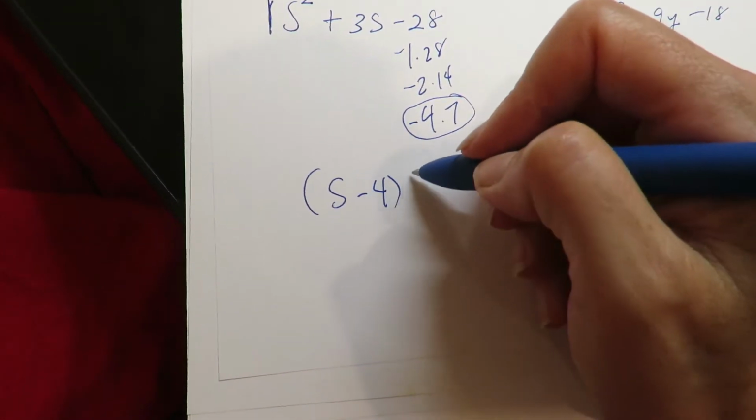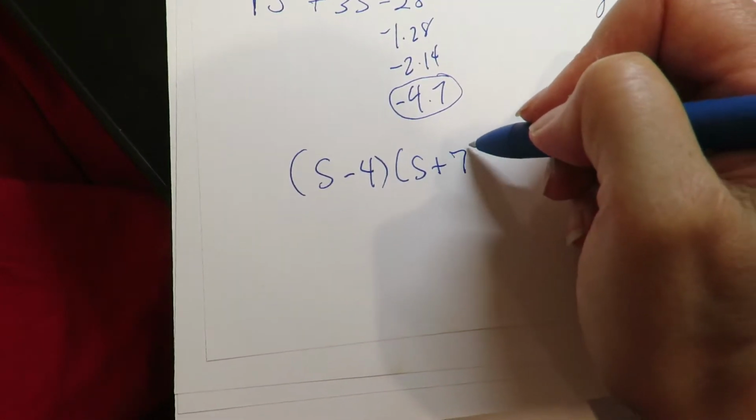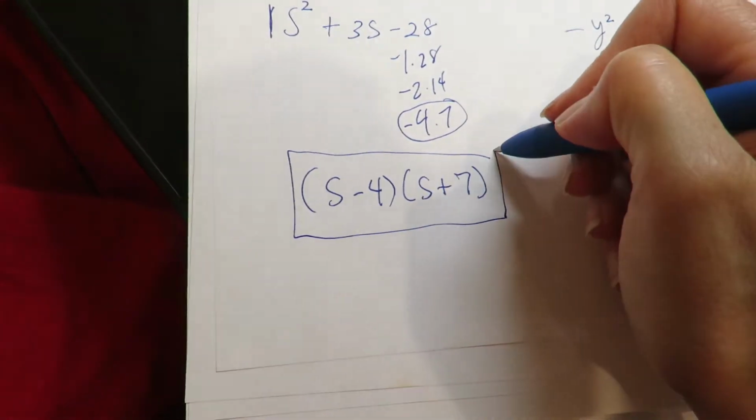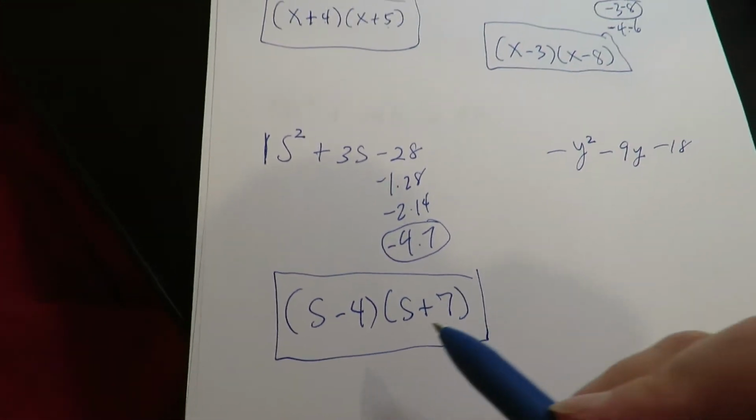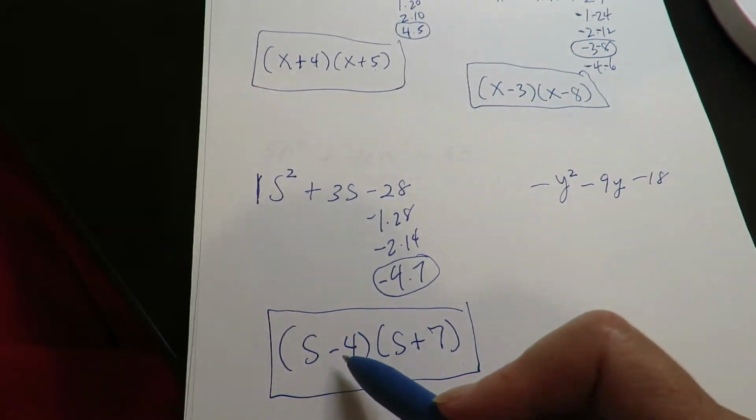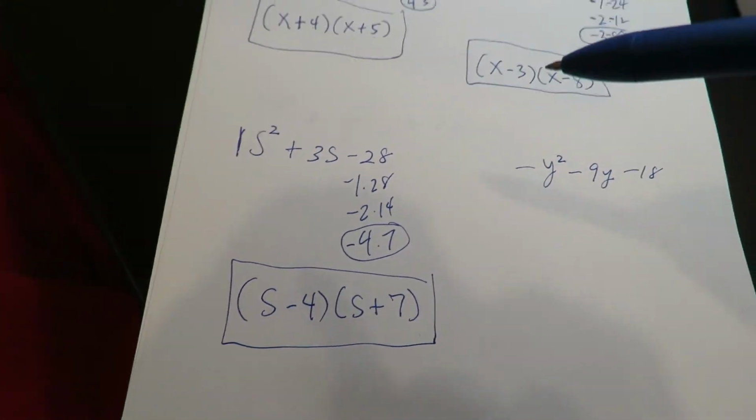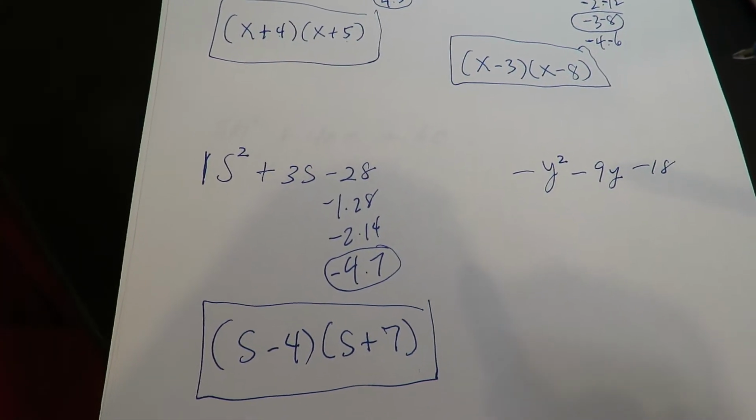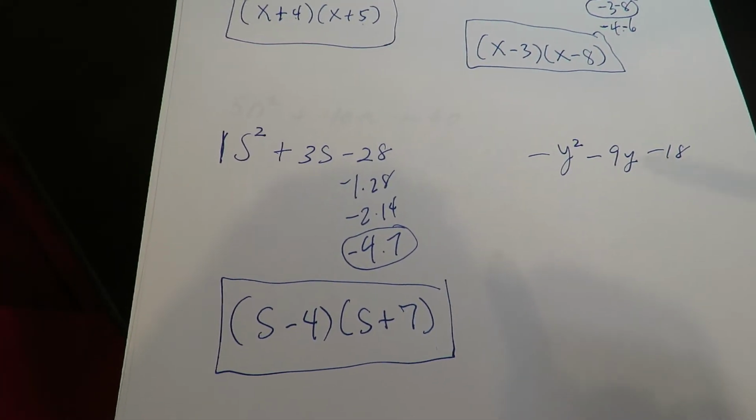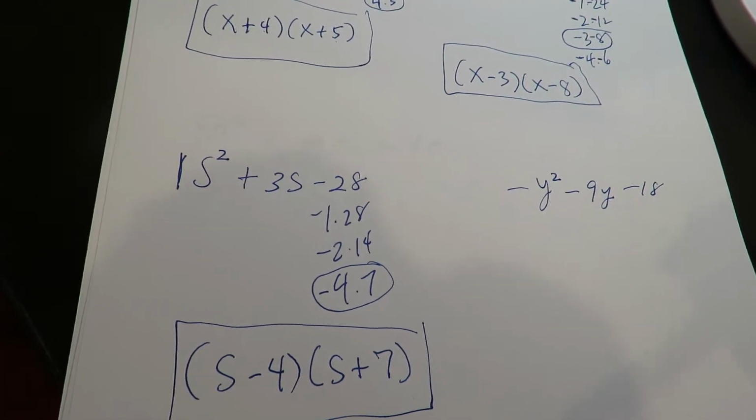By the way, order doesn't matter. Multiplication's commutative. It doesn't matter who you write first. So this multiplies to negative 28. This adds to 3. By the way, if you don't like the way I'm showing it to you, there are plenty of methods. If you just search the web for factoring, you can see other ways that this is taught.